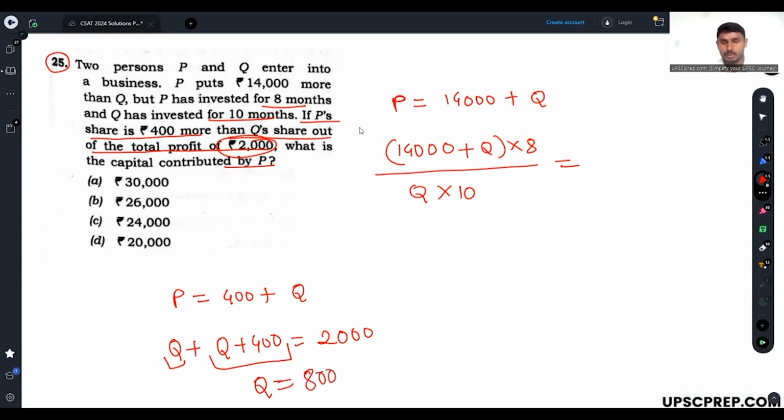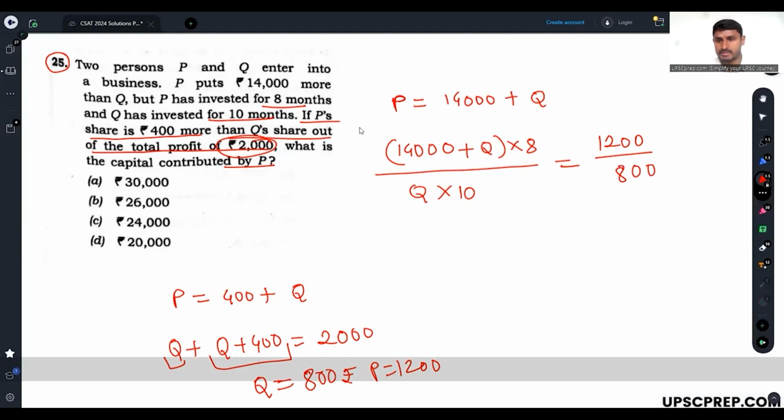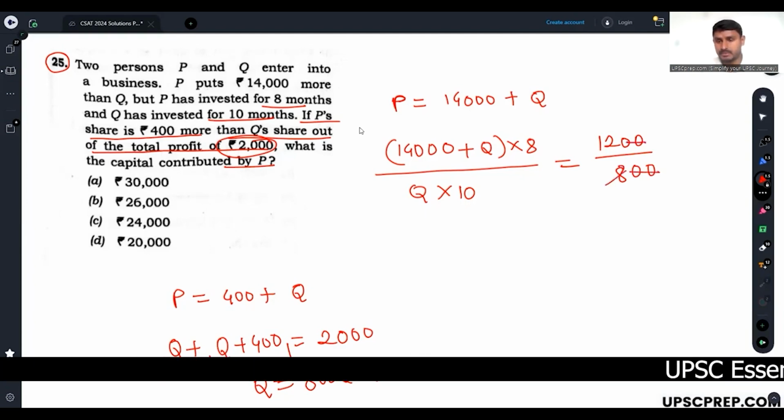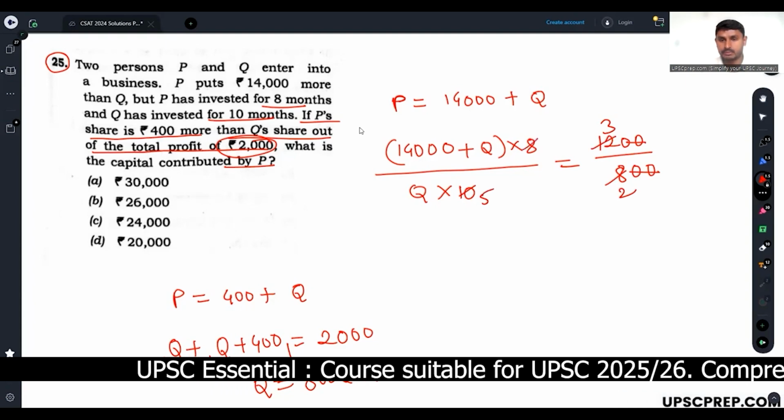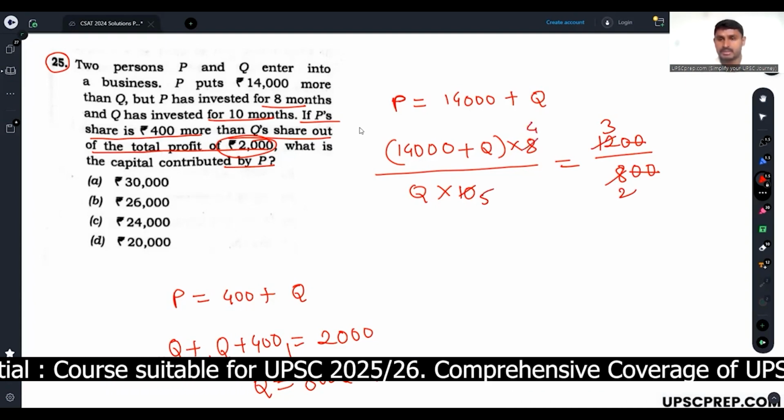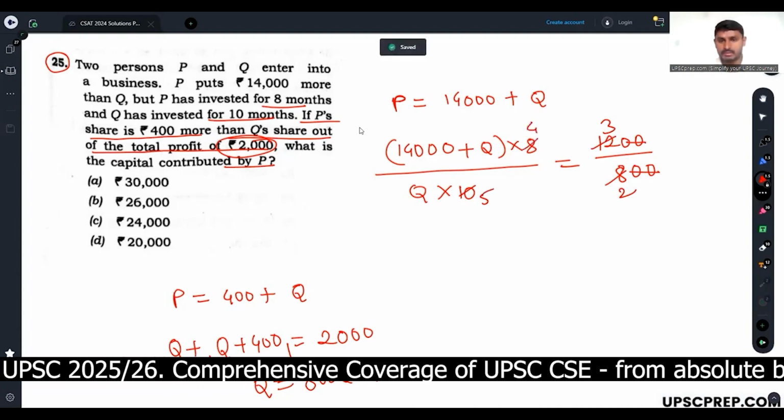What is the ratio of profit then? Q has received 800 rupees. How much will P get then? It will be 1200 rupees, which is 400 more than that of Q. So this will be the profit of each, 1200 for P and 800 for Q. Okay, so if you just divide this, 4 2s are 8, 4 3s are 12, then 2 5s are 10, 2 4s are 8. Just do the calculations here.